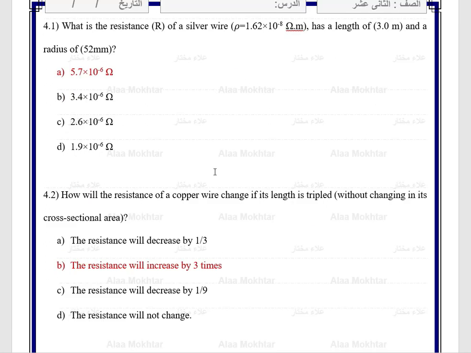Okay. Question number 4.1. What is the resistance R of the silver wire, rho equals 1.6 times 10 to the negative 8 ohm meter. The length is L, and the radius is R times 10 to the negative 3, because it's in millimeter, we need to convert it to meter. The first step, write the equation R equals rho multiplied by L over A, which equals rho multiplied by L over pi R squared.